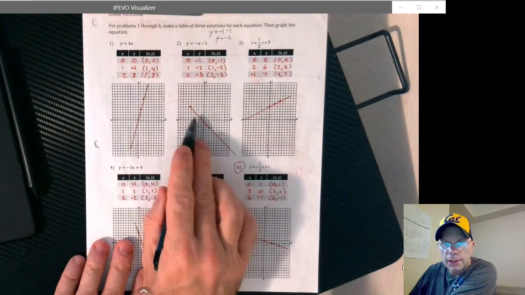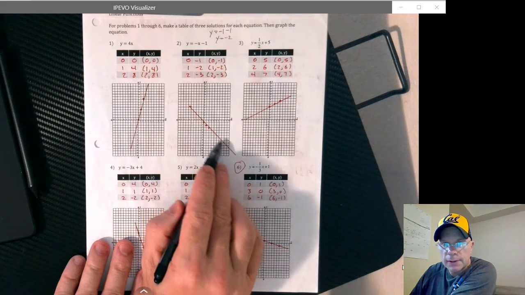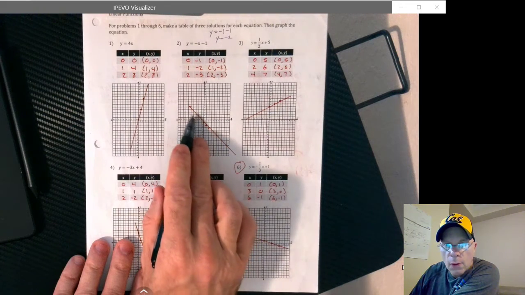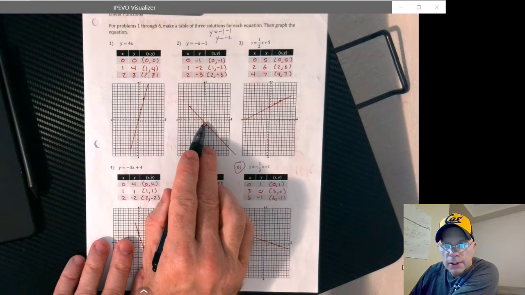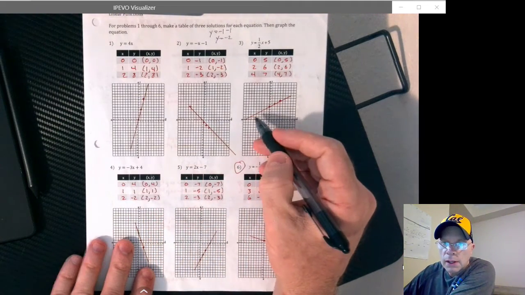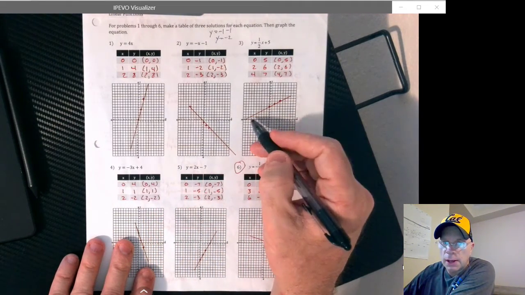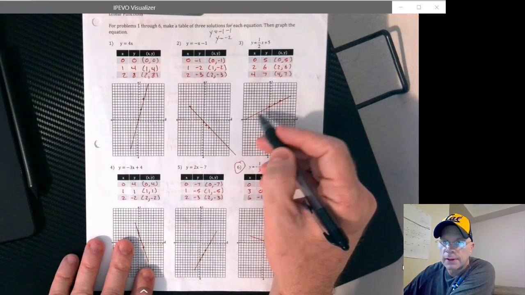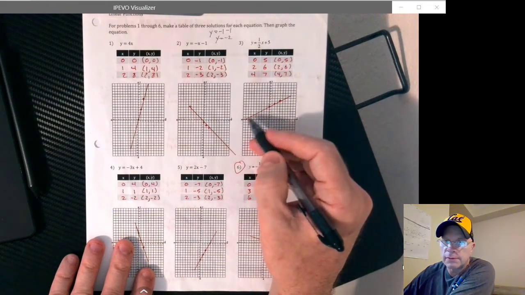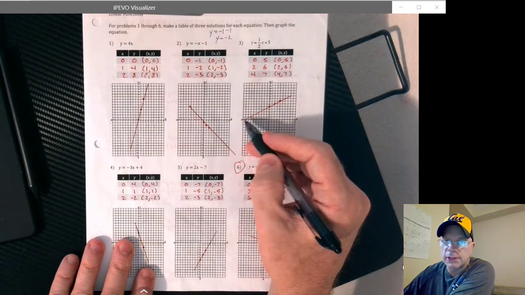Number 2, the line should be sloping downward like this. It does not pass through the origin. It crosses right around here, and here. It goes through quadrant 3 a little bit, but mostly it's in quadrants 2 and 4. Number 3 has an uphill slope like this, going through quadrants 1 and 2. Of course, it's going to pass through quadrant 3 eventually here.